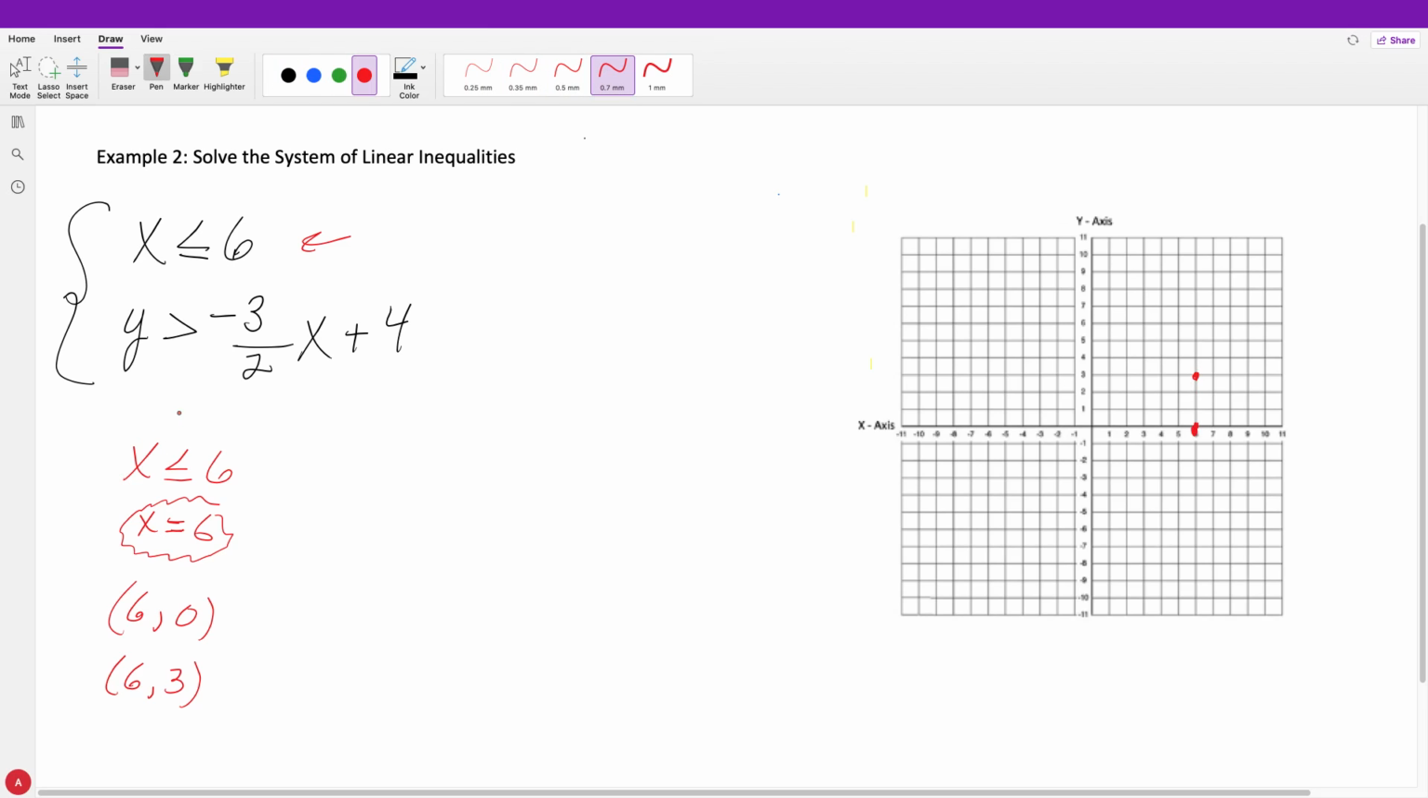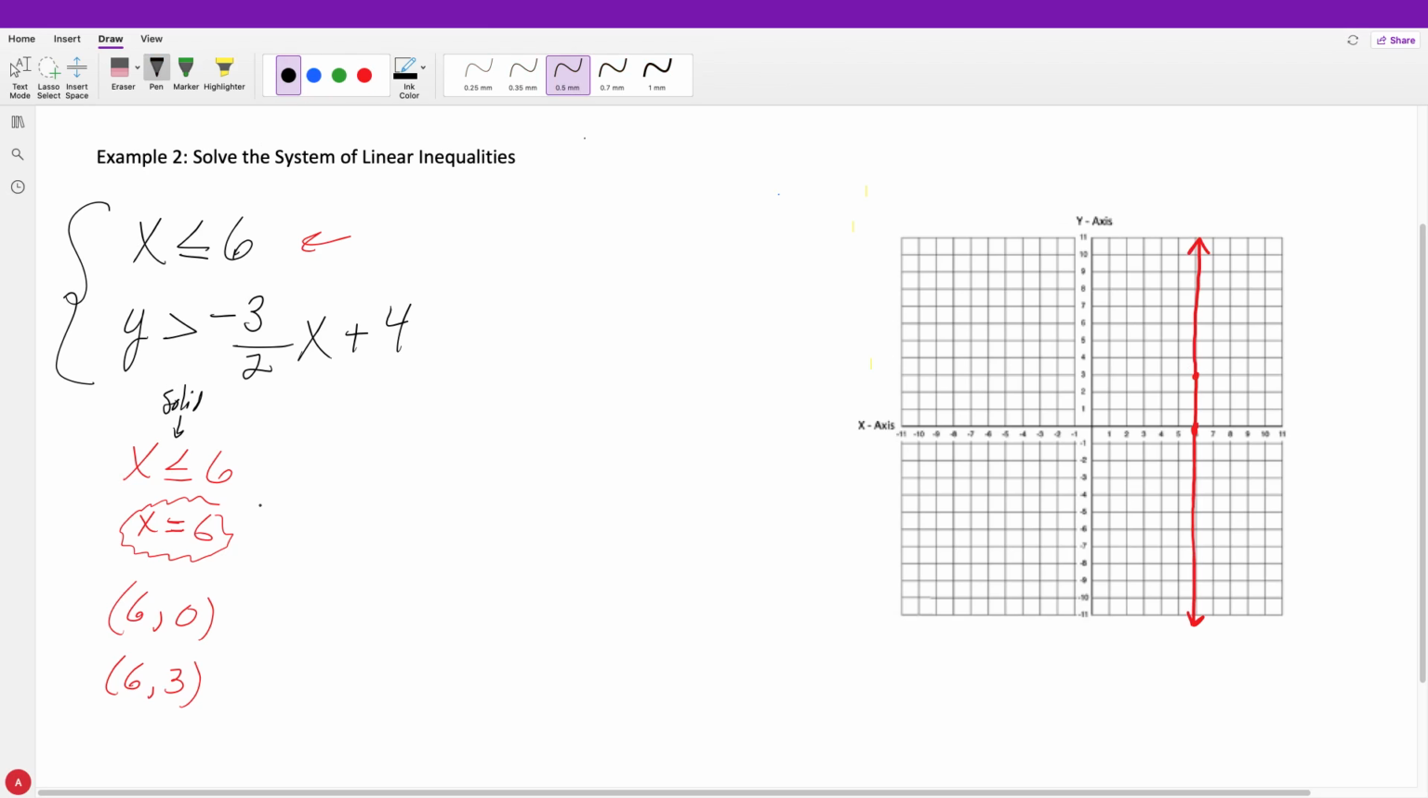And since it's an equal, I know that this is going to be a solid line. So I will go ahead and draw a solid line going through those 2 points, so as a vertical graph. So this is my graph of x is less than or equal to 6.